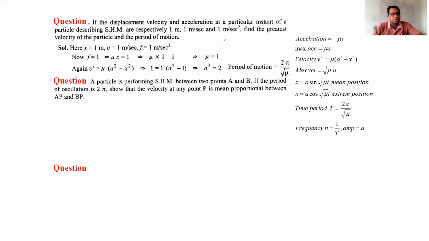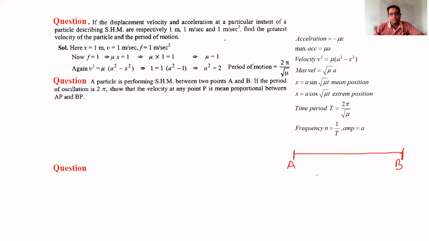And now next question: a particle is performing SHM between 2 points A and B. If the period of the oscillation is 2 pi, show that velocity at any point P is mean proportional between AP and BP. So there are 2 points A and B, and the particle is performing SHM between these 2 points. That means these are the 2 extreme positions for the particle.